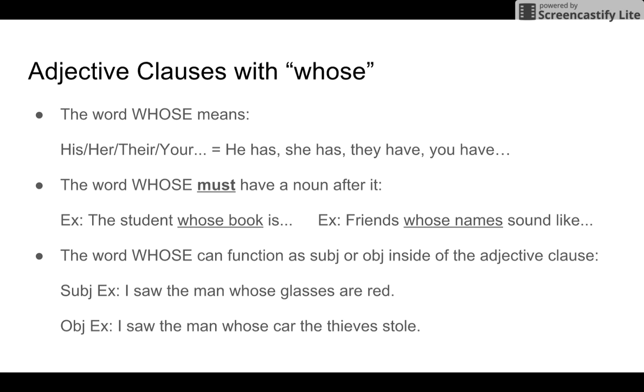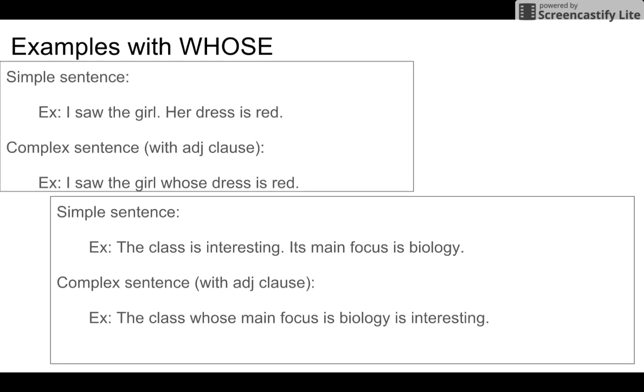I saw the man whose glasses are red. In this case, whose glasses are red. We've got whose glasses is the subject and are red. I saw the man whose car the thieves stole. In this case, whose car is the object, the thieves are the subject, and stole is the verb.